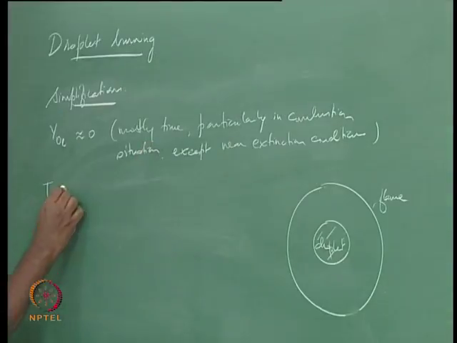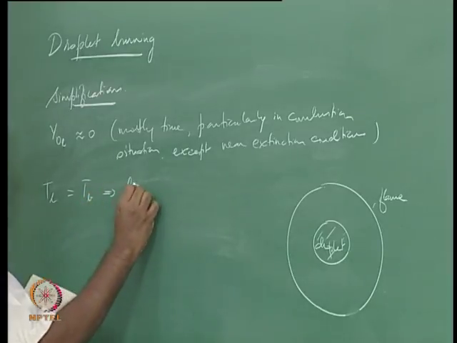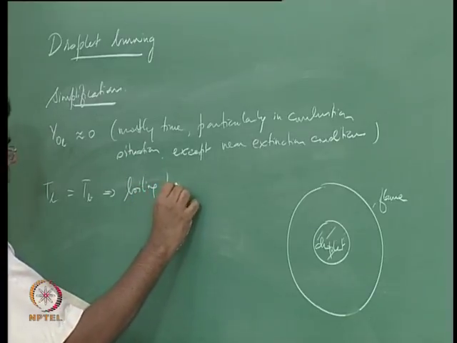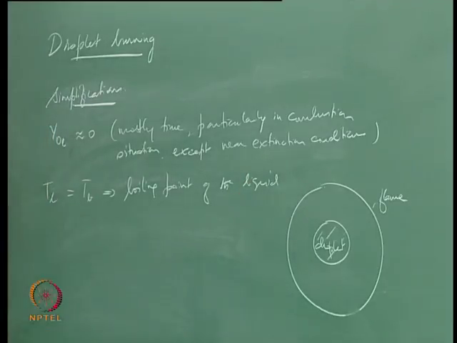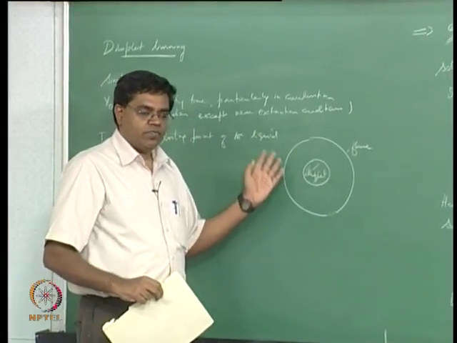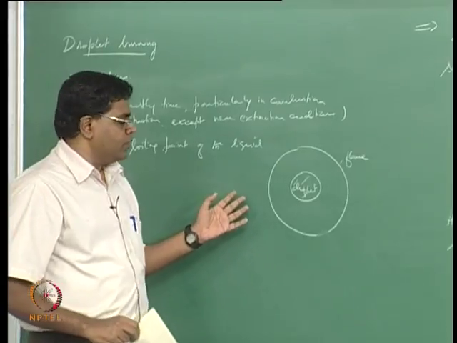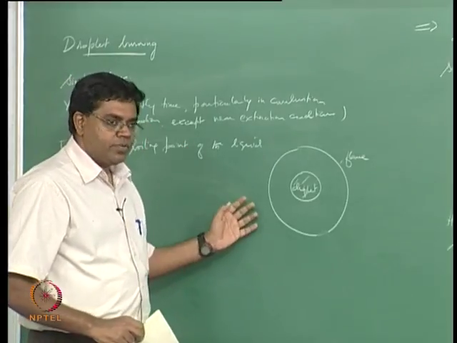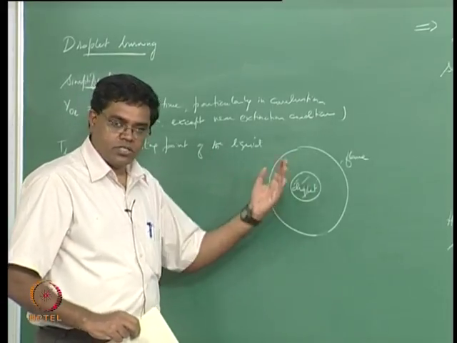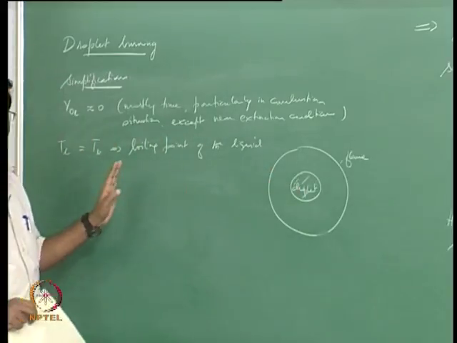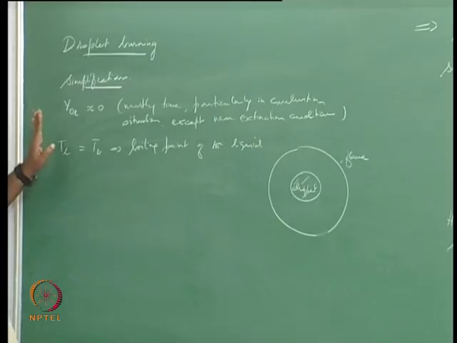Let's also assume that TL is equal to TB, which is the boiling point of the liquid. That's a simplifying assumption. In reality, we have to actually look at something called a saturation temperature and so on, which depends on the ambient composition of its vapor. So you have to look at vapor pressure balancing the actual pressure and all those things. Now, let's not really worry about all that. We'll simply say TL, the droplet temperature, is going to be the same as the boiling point.